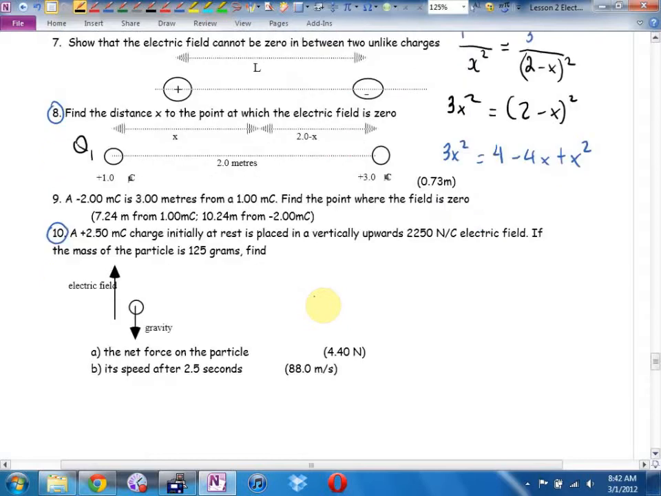Okay. Number 10 is a nice review of forces as well. So here's our charge, Josh. What are the forces acting on it? Get the obvious ones. Josh? Jacob? What are the forces acting on this? Get the obvious ones.